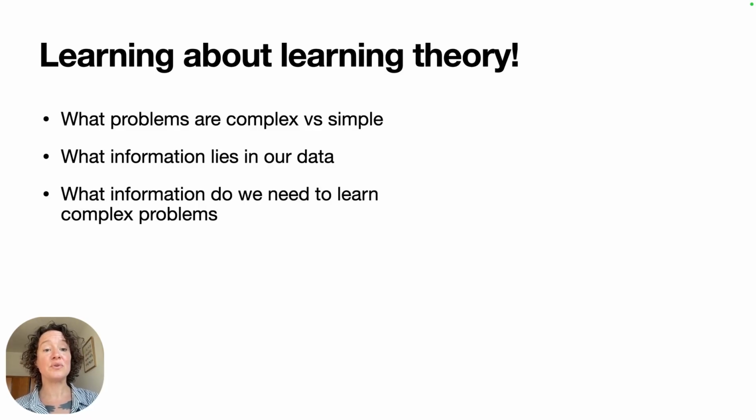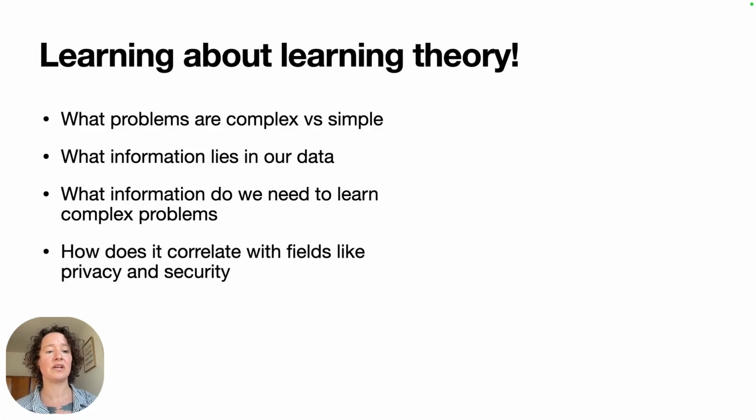What information do we need in order to learn complex problems? The more complex our problems get, or the learning tasks that we have, the more information we need in order to learn them. Because again, it's harder to predict something that is just more difficult and complex in and of its nature, right? And this is why deep learning has really taken over a lot of the more complex problems versus the more simple problems. And when we learn about computational learning theory, it also deeply relates to fields like privacy and security.